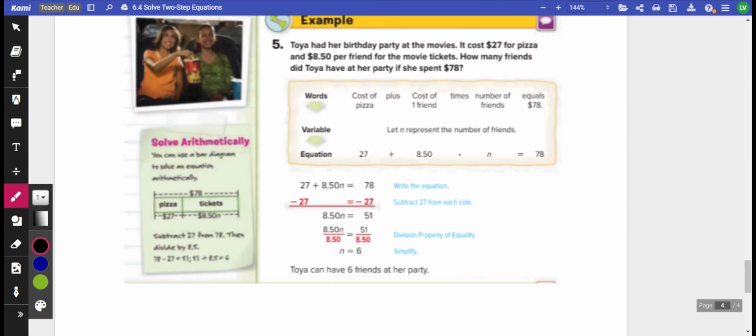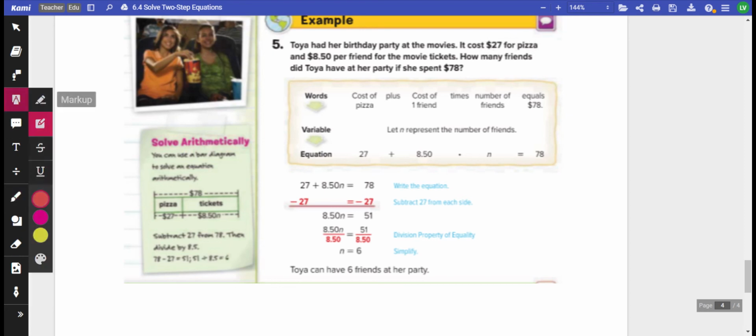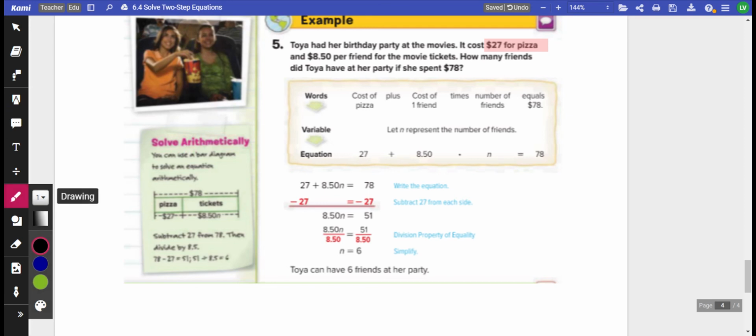So we're taking the words, which is cost of the pizza plus the cost of one friend times the number of friends, that equals 78. So the cost of pizza is $27. So it costs $27 for pizza. And then, so we're going to start with $27 plus the cost per ticket per friend. So it's going to be $8.50 per friend.